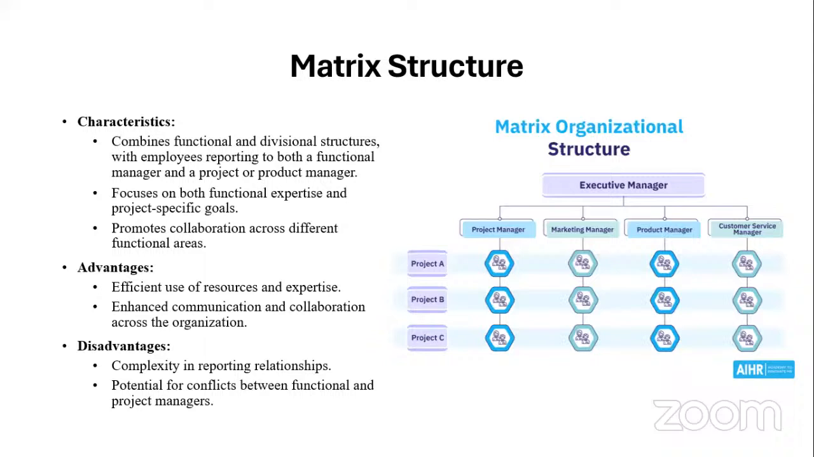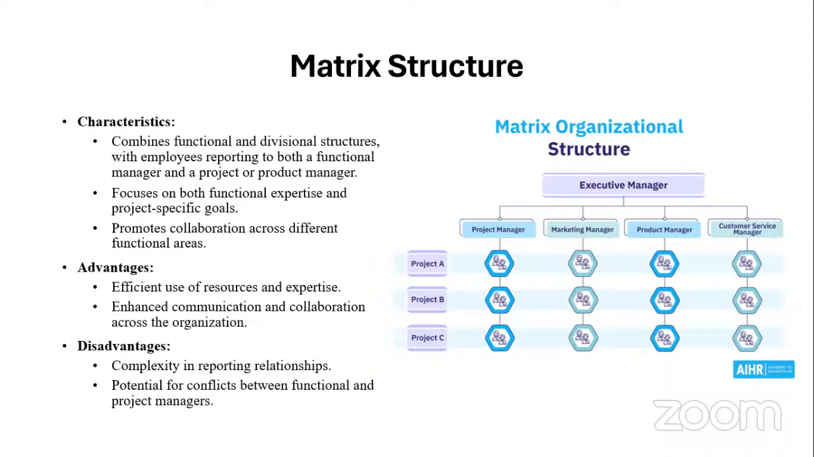You have the matrix structure. Just as the name is, matrix. The characteristics here combine functional and divisional structures, with employees reporting to both a functional manager and a project or product manager. The focus is on both functional expertise and project-specific goals. They promote collaboration across different functional areas. So you have the matrix.